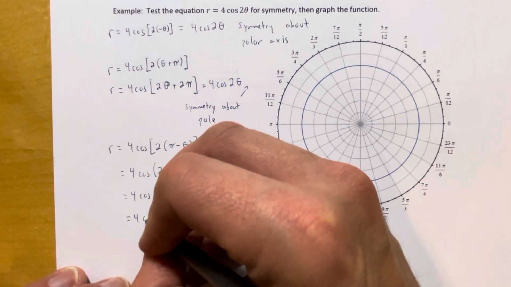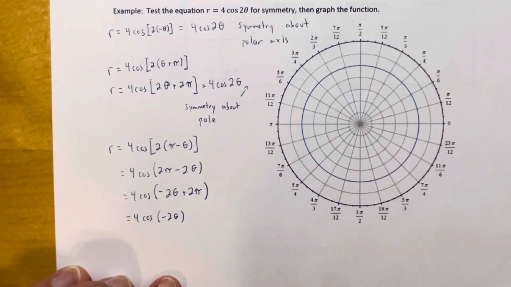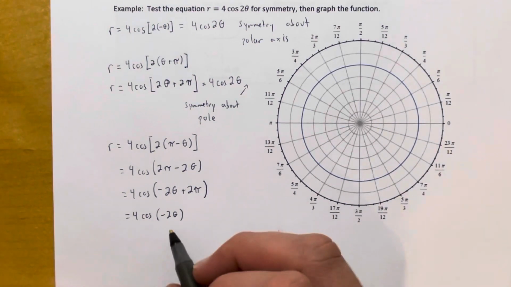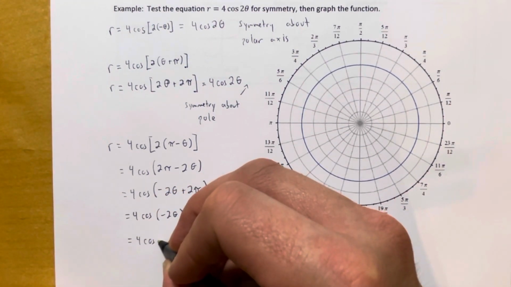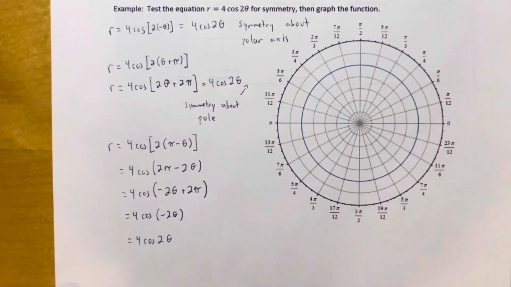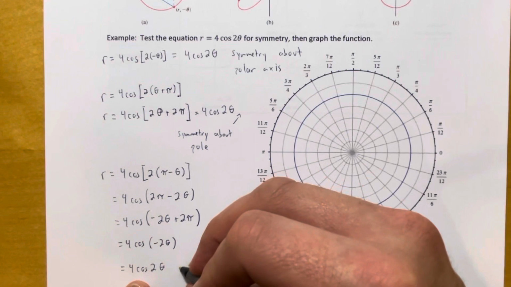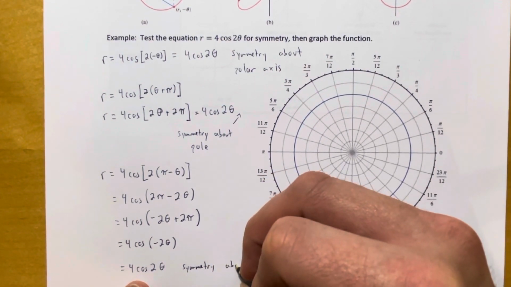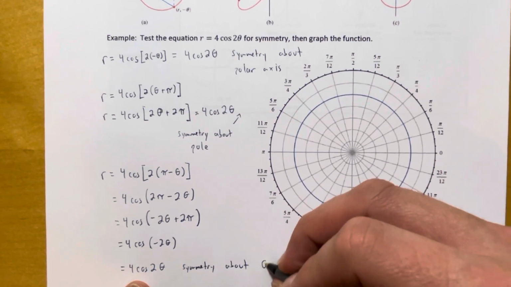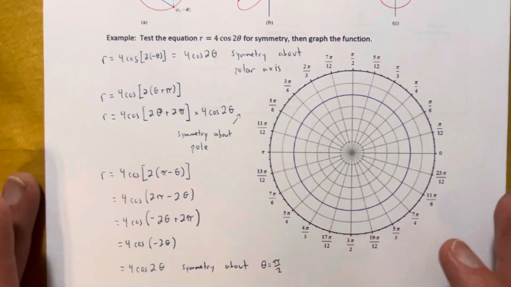So this is equal to 4 times cosine of negative 2 theta, as if I never did another full circle. And then that negative, we already know because cosine is an even function, it gets eaten up by that cosine, and I get this, which is the same function that we started with, which means I also have symmetry about theta equals pi over 2. Now this is really useful. We have all three types of symmetry here.